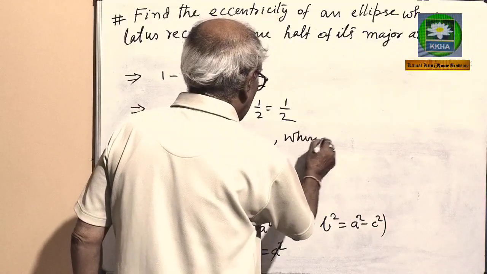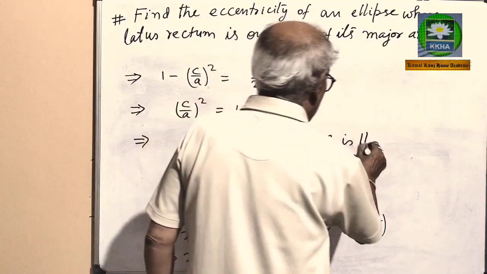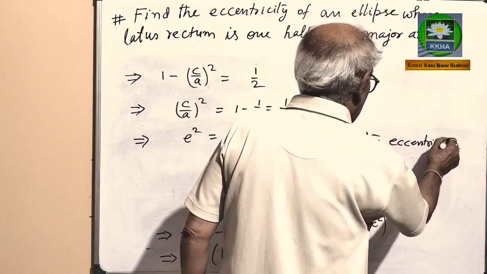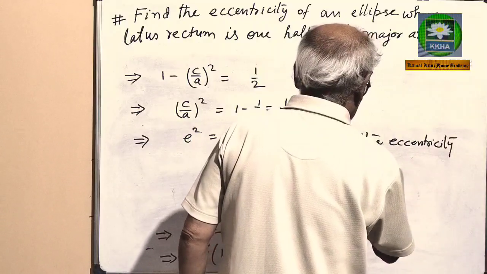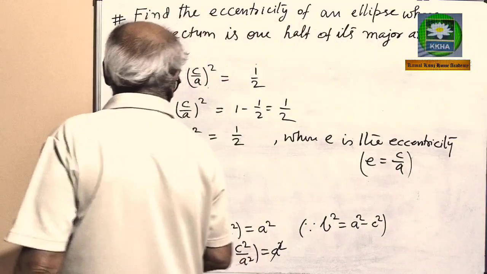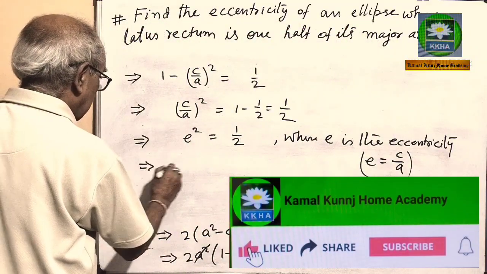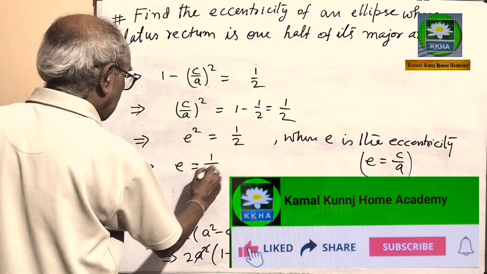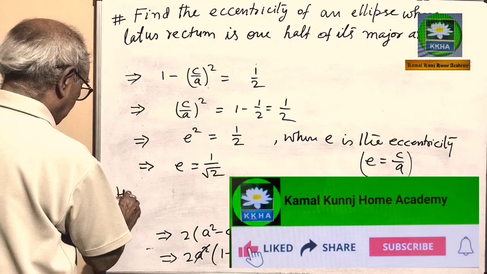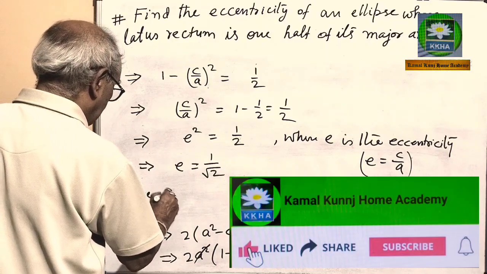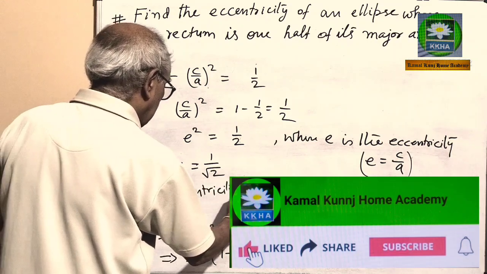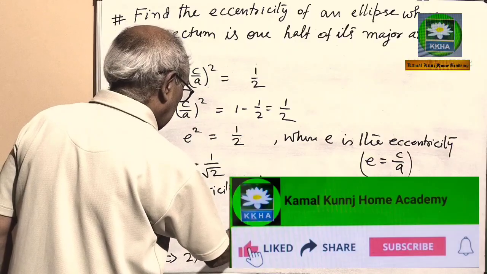Where e is the eccentricity, c upon a. This implies that e is equal to 1 upon root 2. Hence, eccentricity is equal to 1 upon root 2.